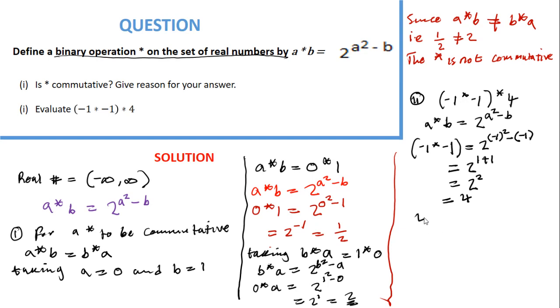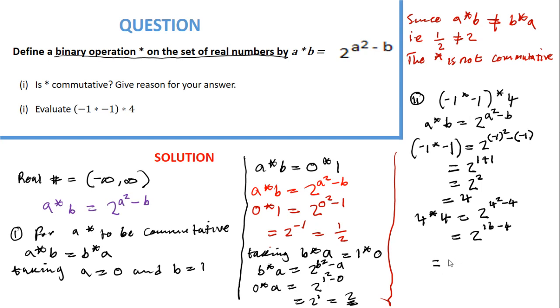So this 4 will now be replacing that -1 star -1. So now we are going to have 4 star 4. Using the same formula, where there is A, we'll put 4 squared, and then it's going to be minus 4. So 4 to the power 2 is 16, minus 4. So 16 minus 4 is simply 12.